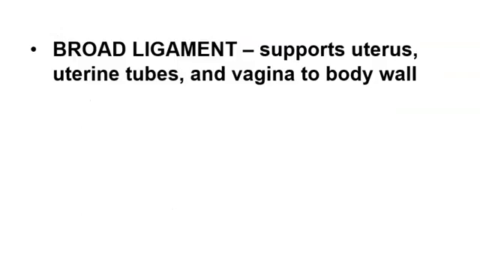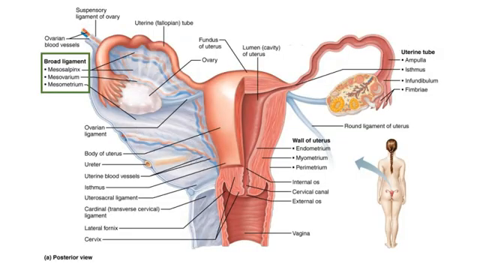So from the previous diagram, the broad ligament that we'll see in a moment supports the uterus, the uterine tubes, as well as the outer parts of the vagina to the body wall. So it's not important to be able to identify all of the regions of the broad ligament, just be able to identify the broad ligament itself in a diagram such as this.